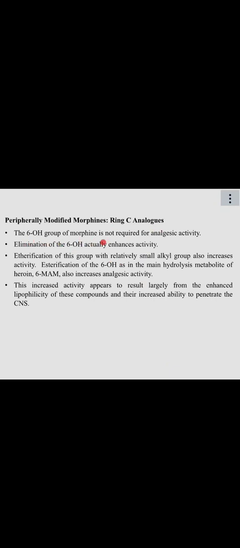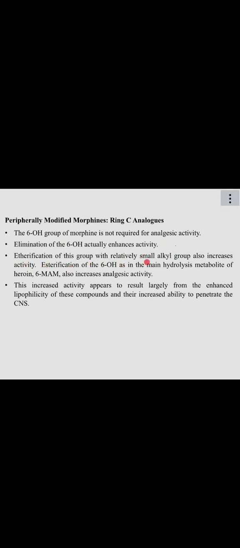The 6-hydroxyl group of morphine is not required for analgesic activity. We have said that. Look at the morphinans, it is not there. Look at even the heroin. It has been blocked. So you do not require a free 6-hydroxyl group for activity. Elimination of the 6-hydroxyl group actually enhances activity. So when you remove it, there is an increase in activity. When you remove it, the molecule is even able to bind more appropriately.